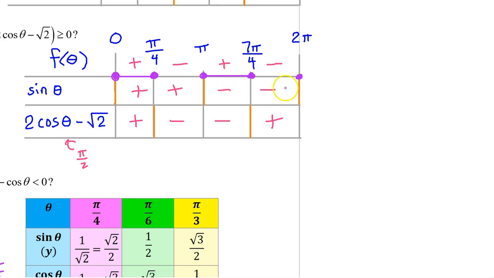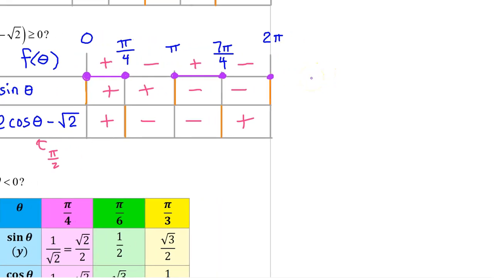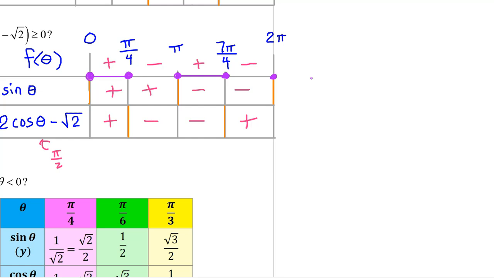But be careful, because a common mistake is that students will leave out this single solution over here, the 2 pi. That's one of the reasons why I'm trying to get into the habit of marking the endpoints first as included or not included, because that way I won't forget. I see this dot sitting here and I won't leave it out. So I encourage you to do the same.